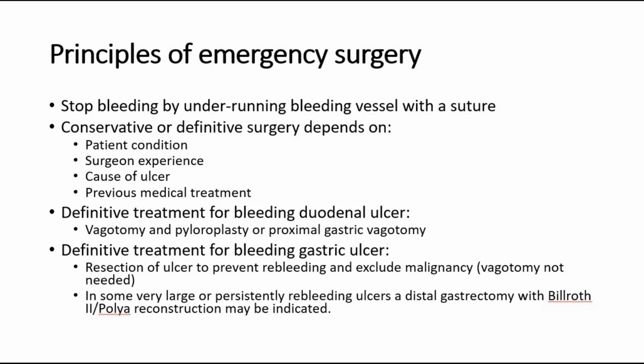Definitive treatment for bleeding duodenal ulcer will be vagotomy and pyloroplasty or proximal gastric vagotomy, whereas definitive treatment for bleeding gastric ulcer will be resection of ulcer to prevent rebleeding and exclude malignancy. In some very large or persistently rebleeding ulcers, a distal gastrectomy with Billroth 2 or Polya reconstruction may be indicated.